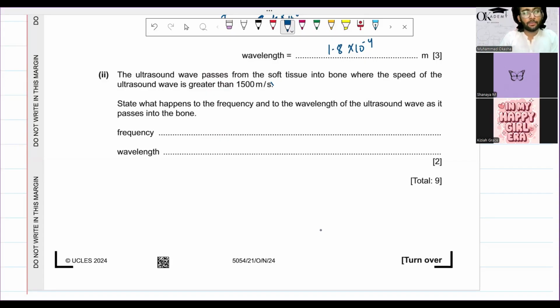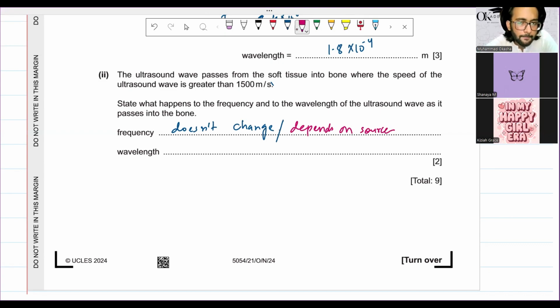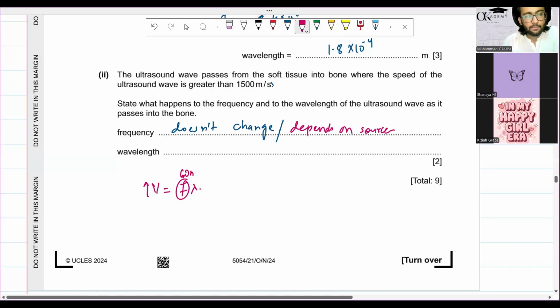See what happens to the frequency. The frequency does not change. We know this, right? Why does the frequency not change? Well, it depends on the source. That's why. The wavelength, what should happen to the wavelength? What do you think? Let's look at v equals f lambda. The frequency is constant, and we're increasing the speed. So what should happen to the wavelength? They are directly proportional, so this lambda also increases.